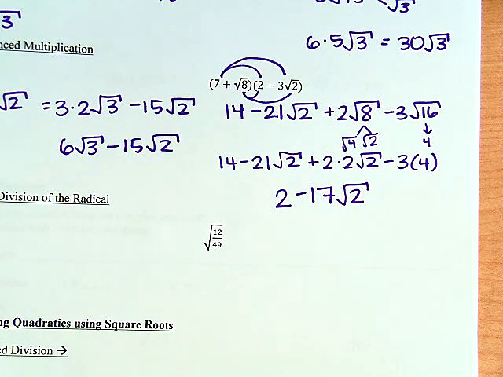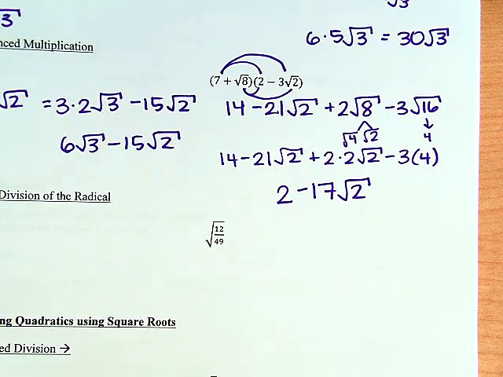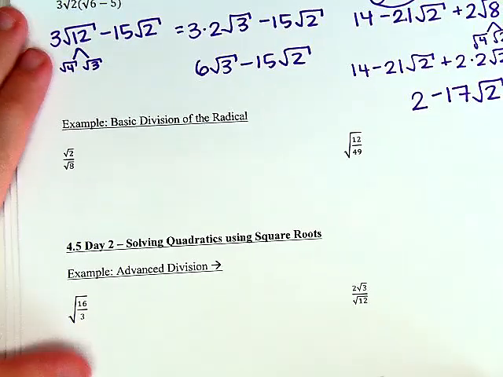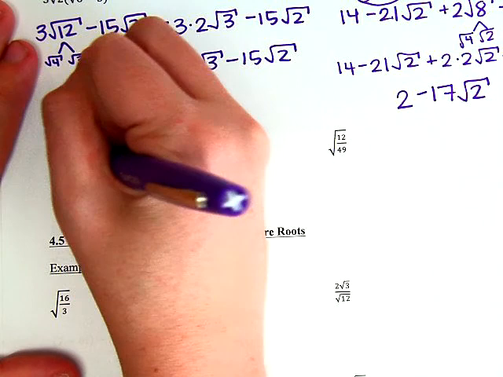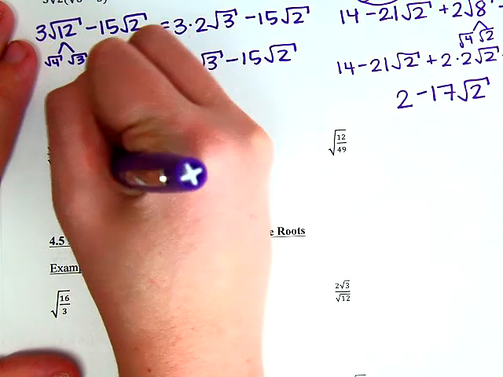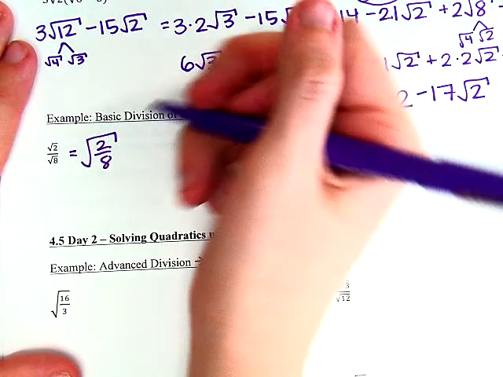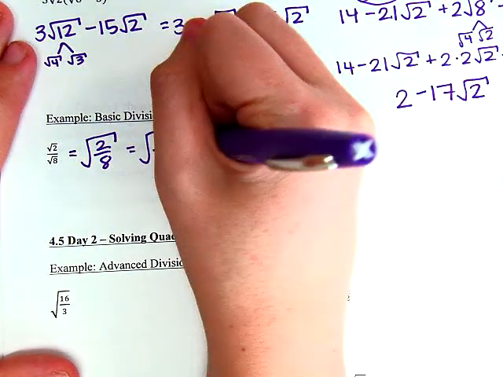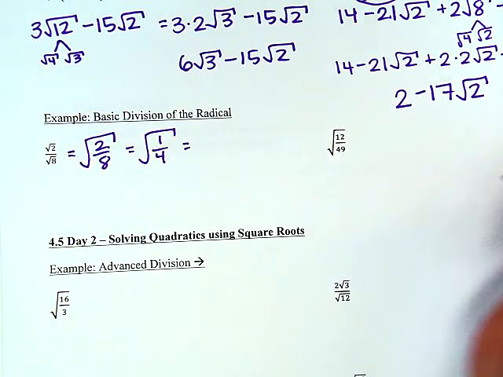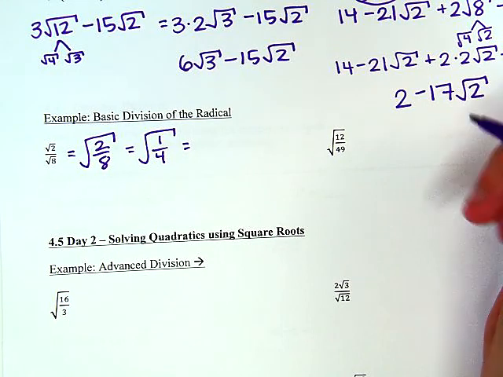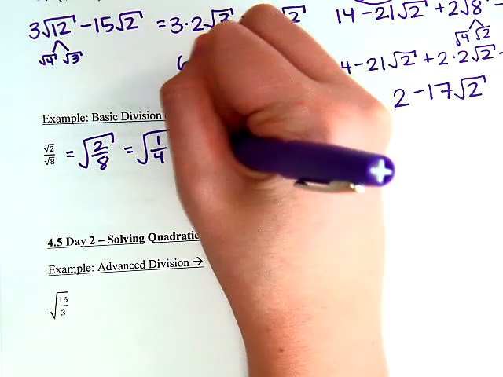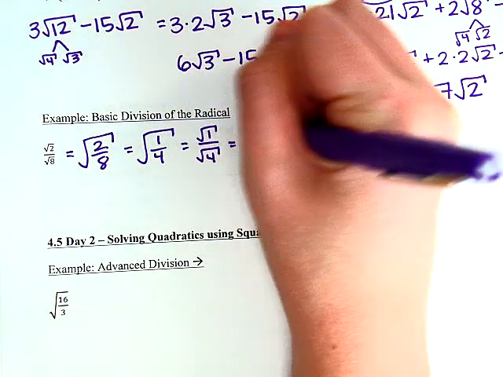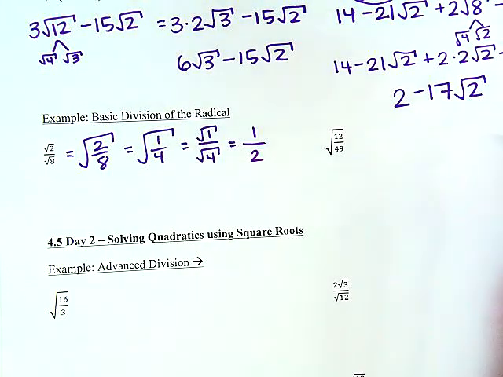Then the last thing here we want to do is rationalize these things, which we'll get into a little bit more, but basic division here. This is the same as square root of 2 over 8. And 2 over 8 you can simplify down to 1 over 4, which you can also look at and say, well, 1 is a perfect square and 4 is a perfect square. So it's square root of 1 over square root of 4, and square root of 1 is 1, square root of 4 is 2.